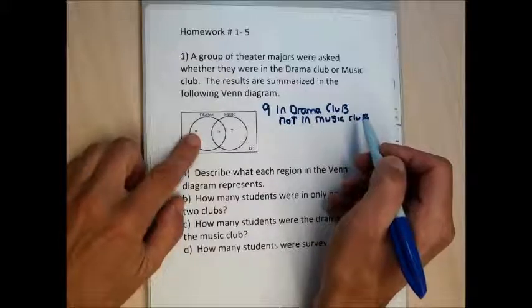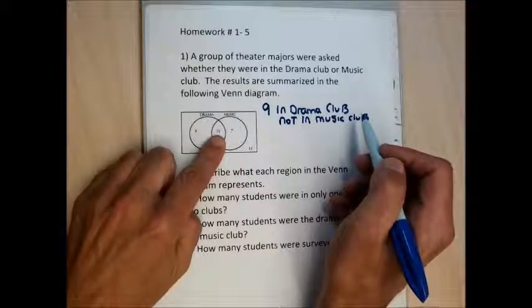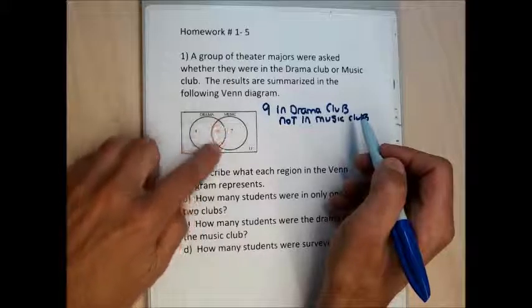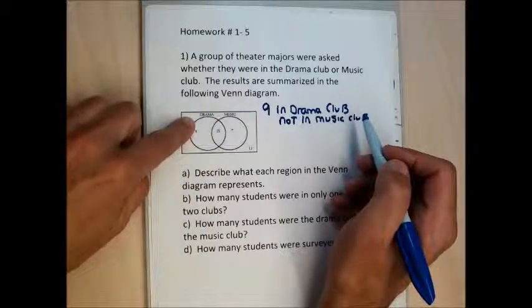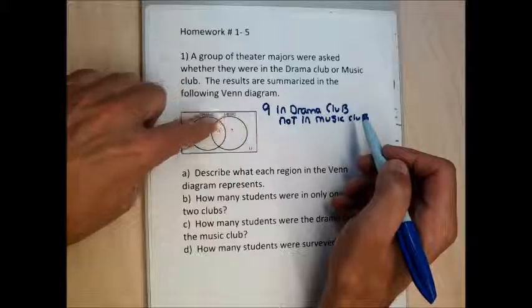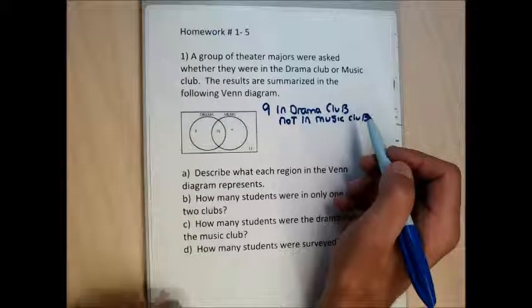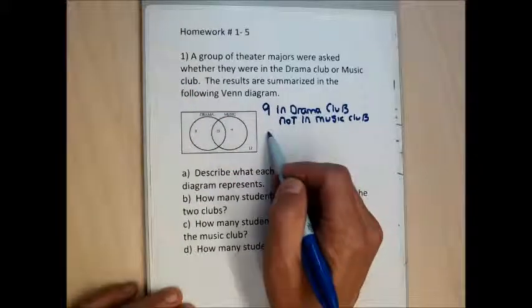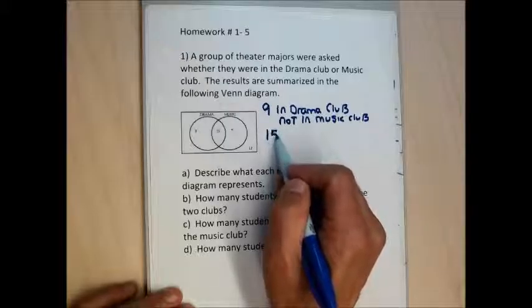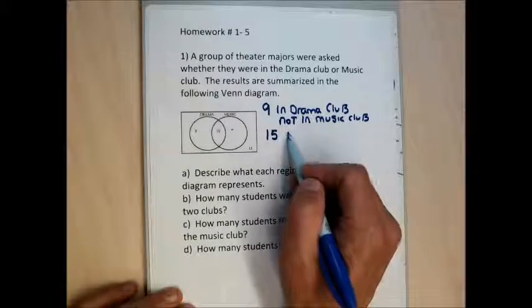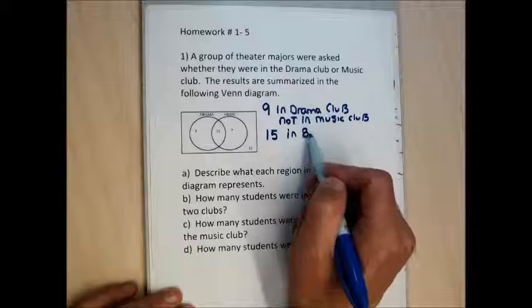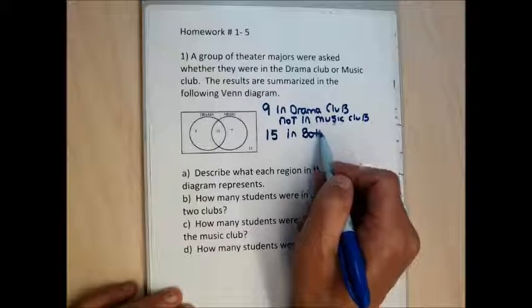Done with that 9, moving on to this 15. This 15, it's inside the drama circle, so those students are inside the drama club. It's also inside the music circle, so they're part of the music club. And I'm just going to be lazy. I say those 15 are in both clubs, meaning they're in the drama club and the music club.